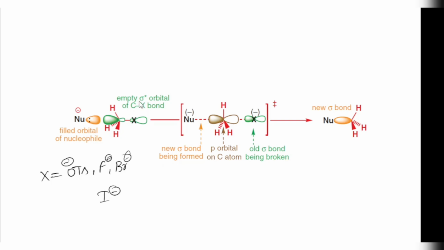Here you can see the empty sigma star orbital of the carbon-halide bond. The nucleophile is interacting with this, the leaving group is about to break, and the nucleophile-carbon bond is about to form. This is the transition state, and here a completely new bond will form. This diagram I have taken from the Clayden book. You can refer to that.